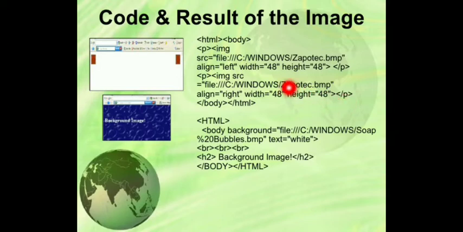Got it? So you can see there are two pictures. One picture is aligned left and the second picture is aligned right side. So the output will be like this. Got it? Now the next example.